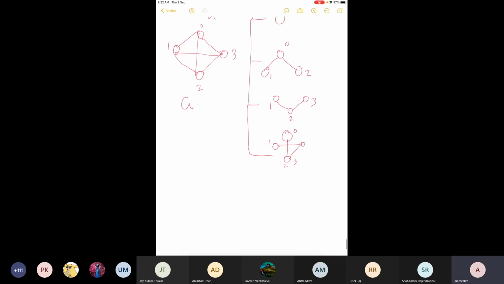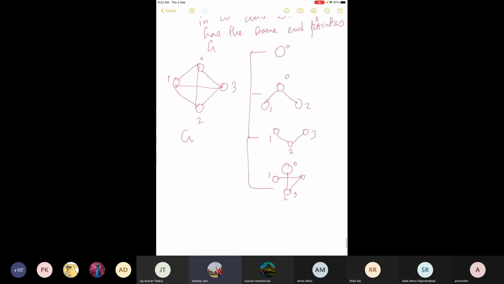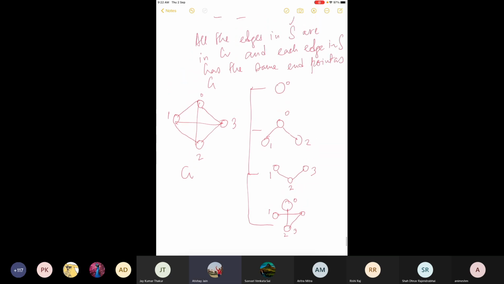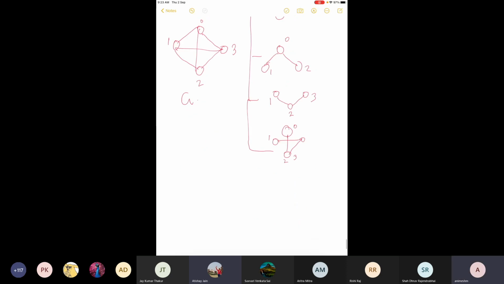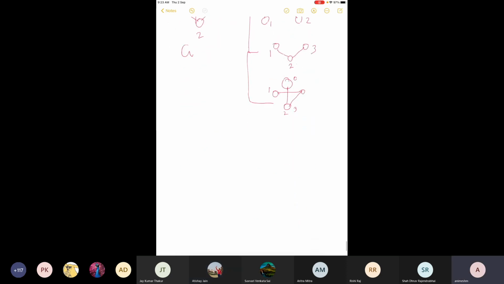If two vertices are present in S, is it not necessary that the edges between them should also be present in S? Very good point. That brings me to the next concept. What you are telling is called an induced subgraph.